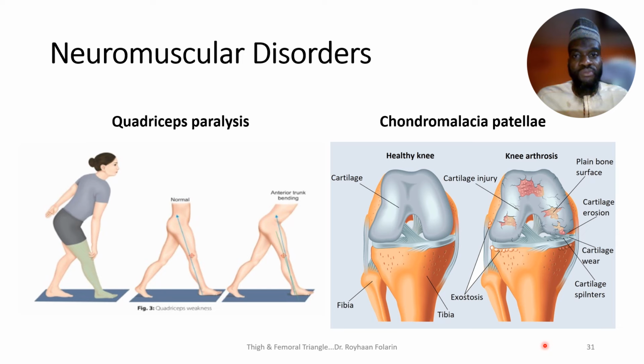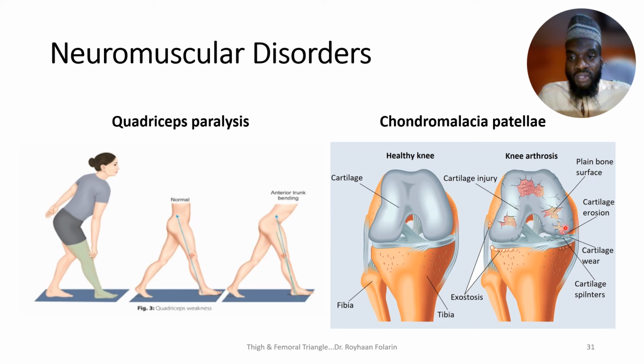Next is chondromalacia patellae. And this is another neuromuscular disorder that is related to thigh anatomy. It involves softening and degeneration of the cartilage. So here is the healthy knee. But in a patient with chondromalacia patellae, there is softening and degeneration of the cartilage beneath the patella. And this is often caused by overuse or misalignment of the knee joint or trauma, and it leads to knee pain, especially during activities like climbing stairs or squatting, and it can result in long-term disability if left untreated.